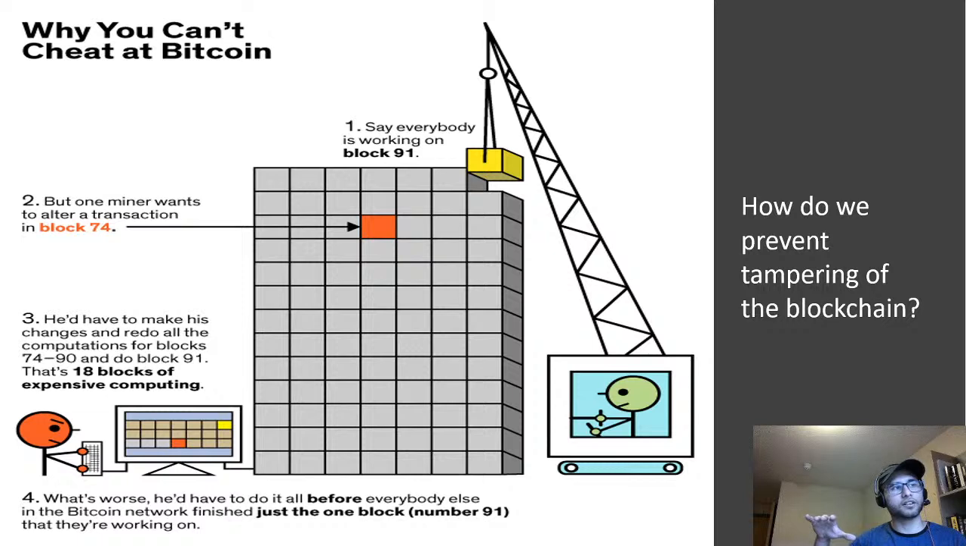So I need to make it look like this new 74 to 90 chain is equally valid. So I'm going to do all of that brute force work 18 times, because there are 18 blocks. And not just that, I'll have to finish the computation of all of these 18 blocks before some miner finishes the computation of block 91. And this is why tampering with the blockchain is so difficult if you're trying to change a transaction that is way before, like in this case, 18 blocks behind the actual chain.